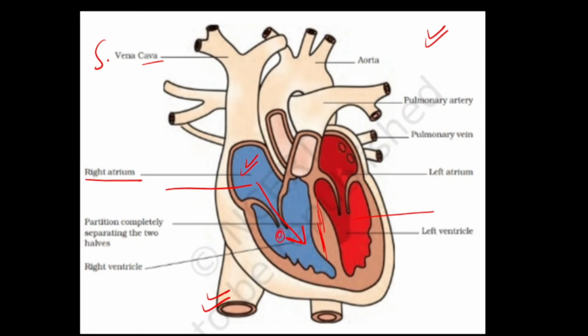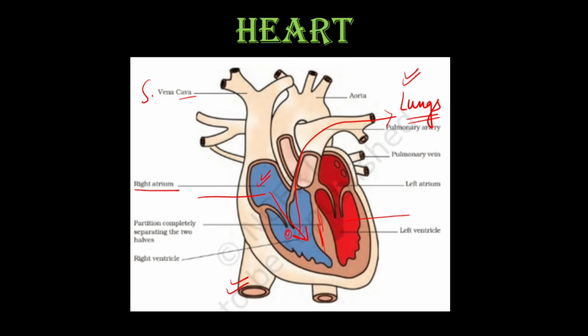Now from right ventricle, the blood goes with the help of pulmonary artery to the lungs for purification. As you know, in the alveoli which are present in our lungs, gaseous exchange takes place. You can watch the video that I already made on respiration. From the lungs, the oxygenated blood comes to left atrium with the help of this pulmonary vein. Now from left atrium, it goes to left ventricle, right?